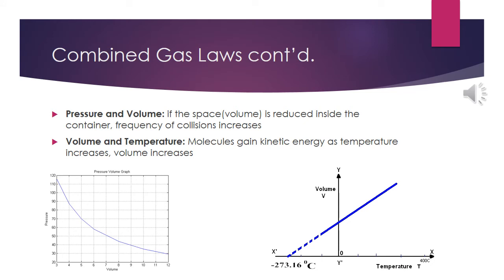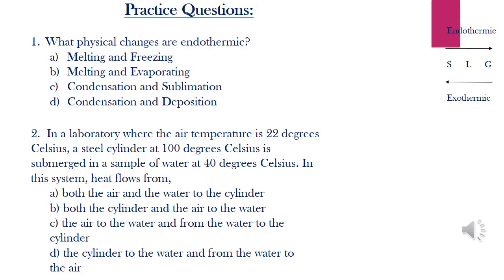Take a look at the graphs at the bottom of this slide. They may be found on your Regents exam. With pressure and volume, if the space is reduced inside the container, the frequency of collisions increases. In terms of volume and temperature, molecules gain kinetic energy as temperature increases, and volume also increases.